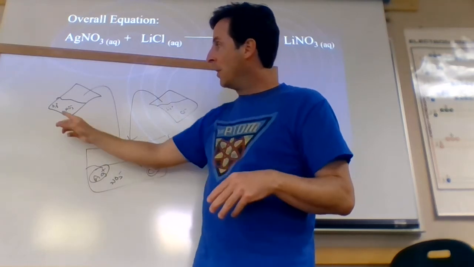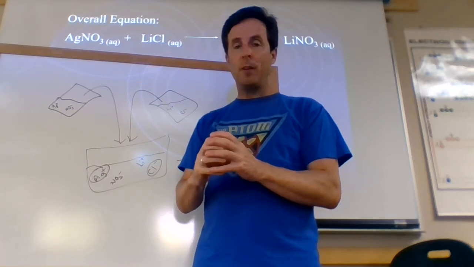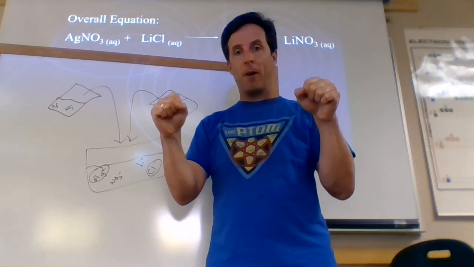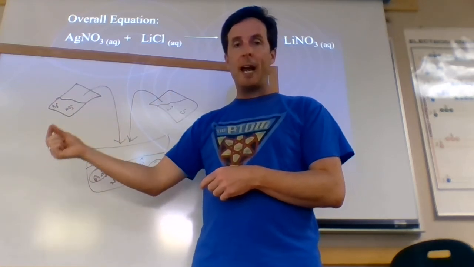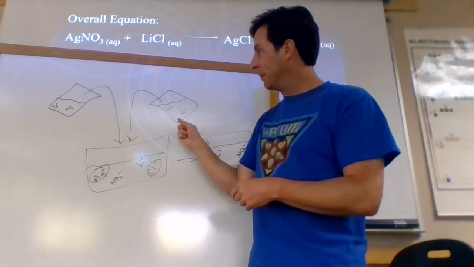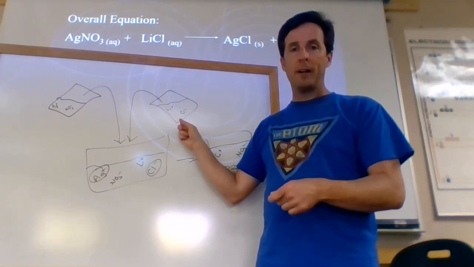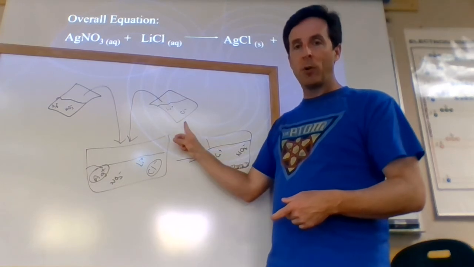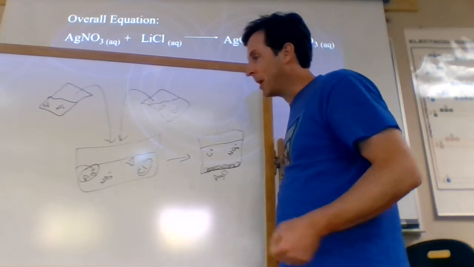Okay? So in this beaker, instead of writing AgNO3, which makes it seem like they're together, I would rather split them apart and say, okay, the first beaker contains Ag+ ions and NO3- ions. Okay? And then the second beaker does not contain the compound lithium chloride. It actually contains lithium ions and chloride ions separately.